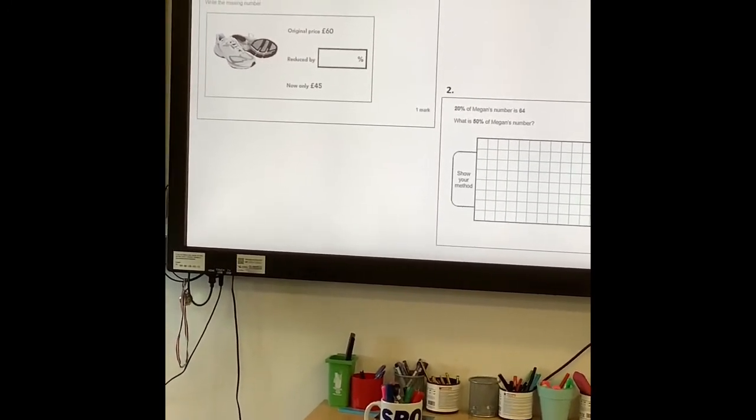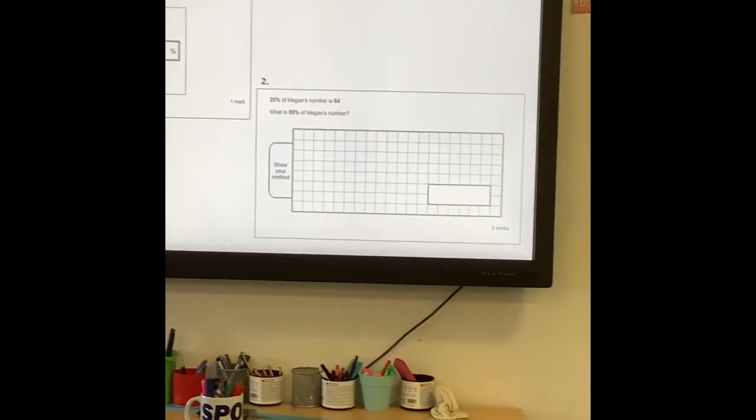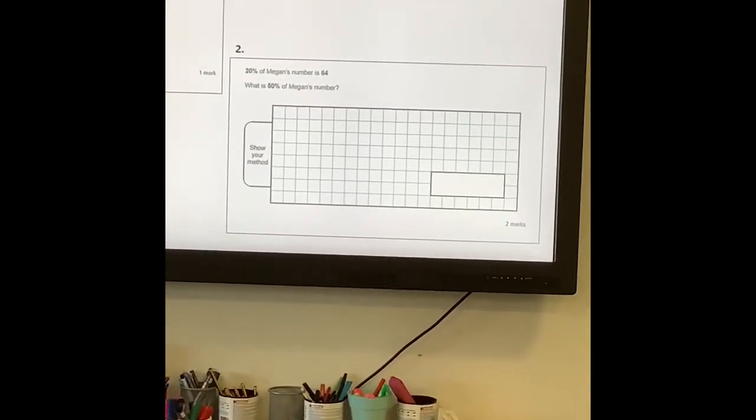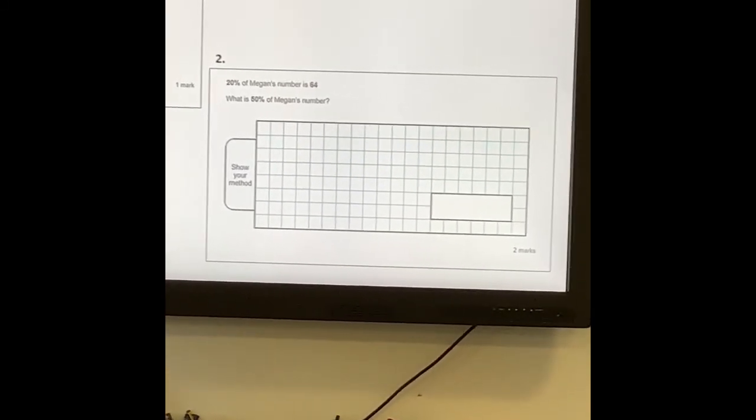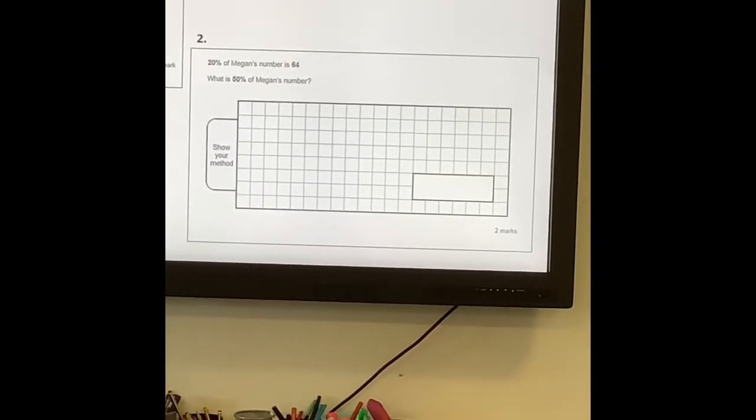Number 2, 20% of Megan's number is 64. What is 50% of Megan's number? So think very carefully about how you need to work that one out.